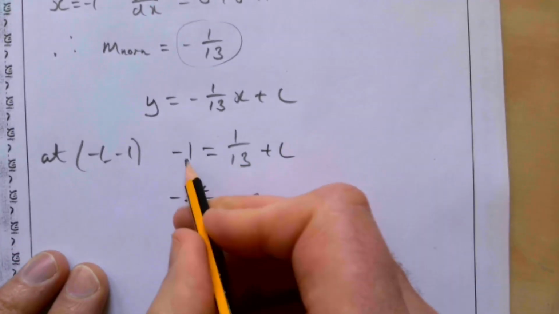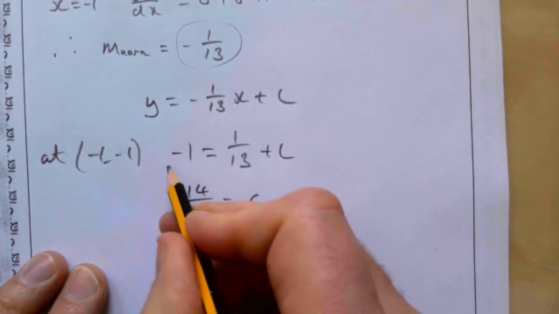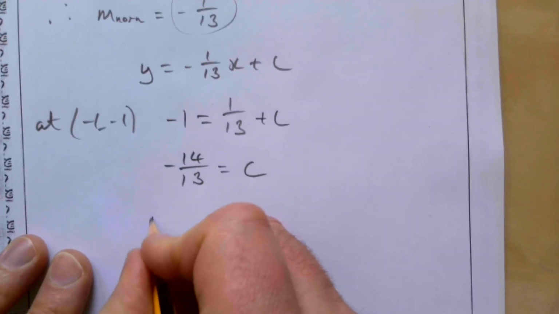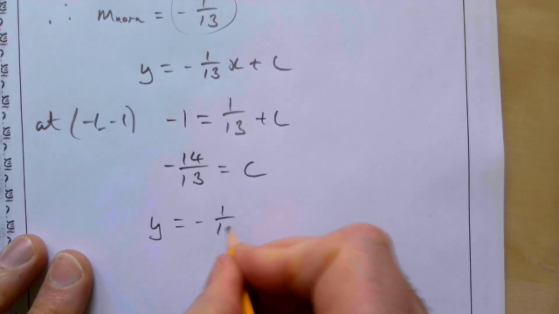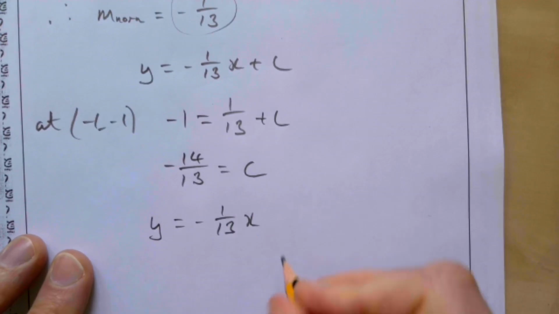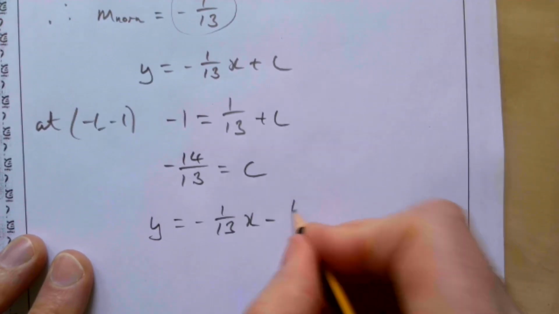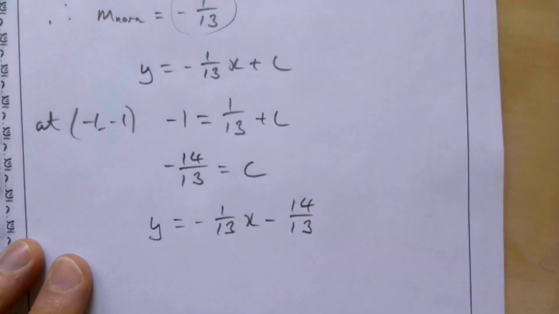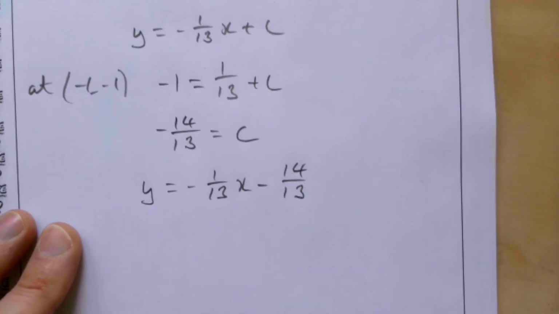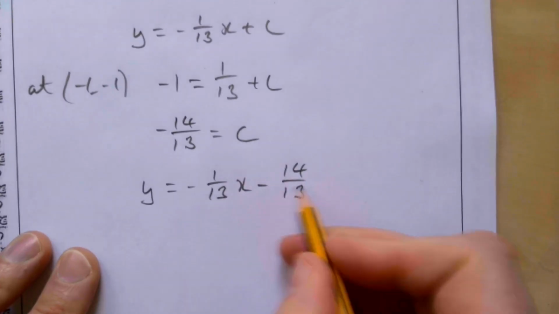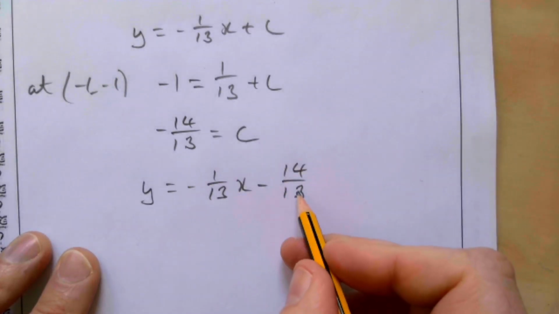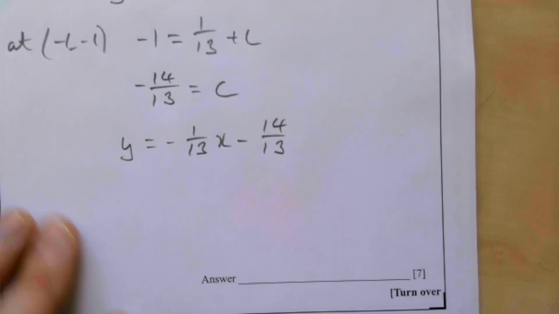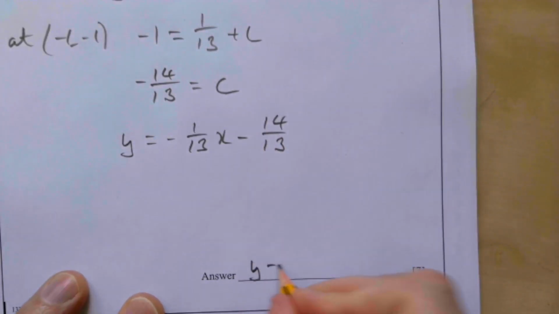I hope that's okay, because that's minus 13 over 13, and then they were taking away another one. So my final equation is y equals minus 1 over 13x minus 14 over 13, and that'll get you full marks. The other way we can do it is rearrange that if you want. You times through by 13 to get rid of all the fractions, but I'm happy enough with it like that.